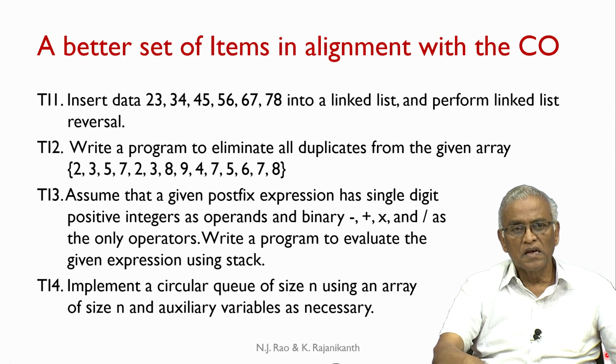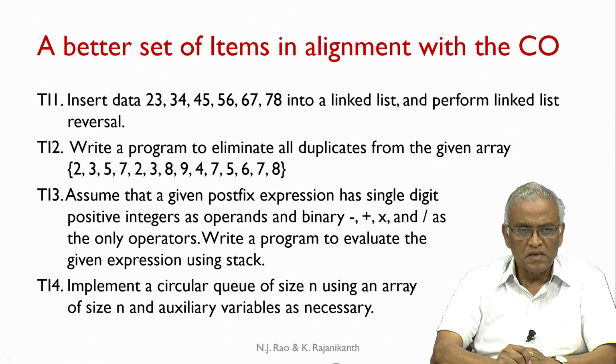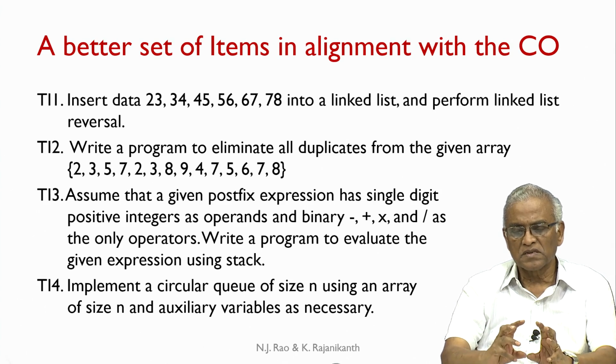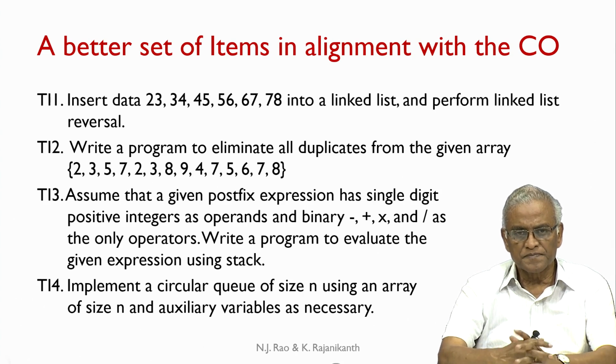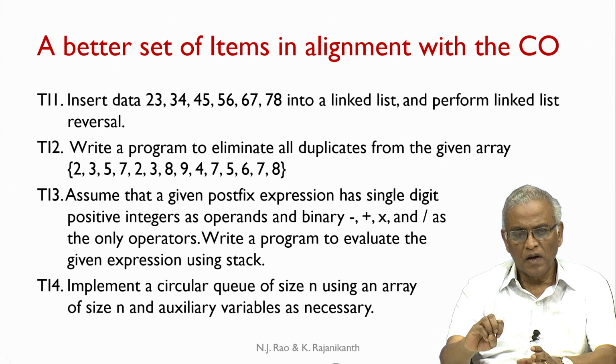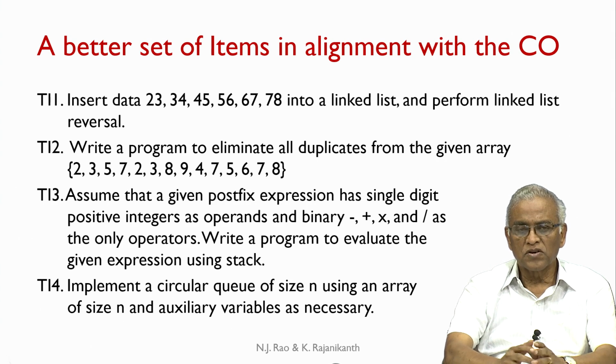Okay, here in this case we find that there is no need to change the CO statement, but now I write a set of problems that represent all the three data structures that were mentioned in the CO statement. So you have now problems like write a program to evaluate the given expression using a stack, and implement a circular queue of size n using an array of size n and auxiliary variables as necessary. So we removed two problems or replaced two problems with the problem related to stack and queue.